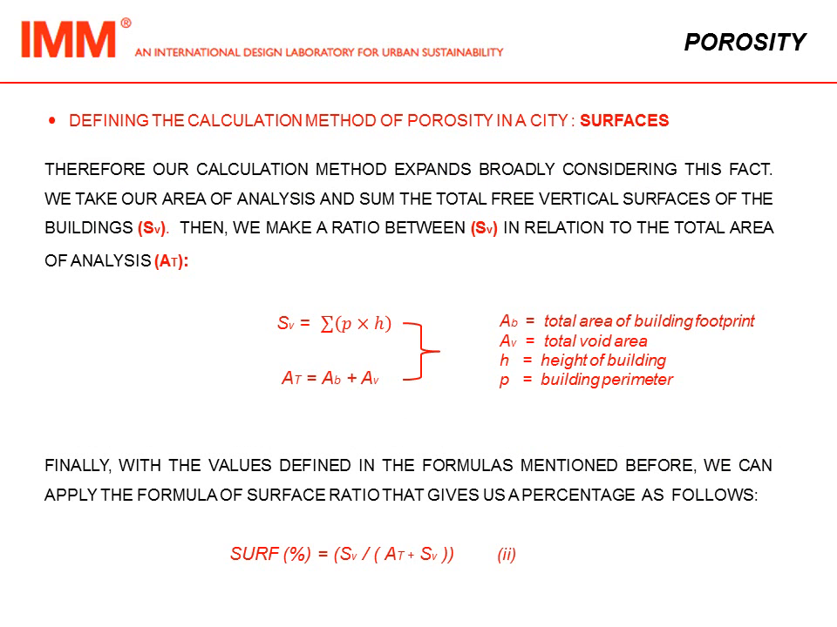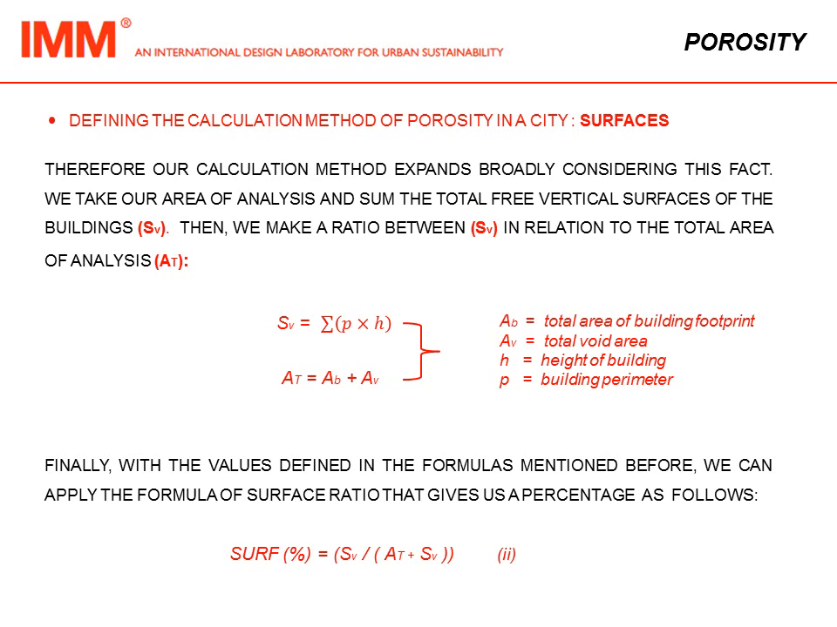Therefore, our calculation method expands broadly considering this fact. We take our area of analysis and sum the total free vertical surfaces of the buildings. Then we make a ratio between SV in relation to the total area of analysis. SV is given by the perimeter of buildings multiplied by their height, while the total area is given by the built area plus the void area.